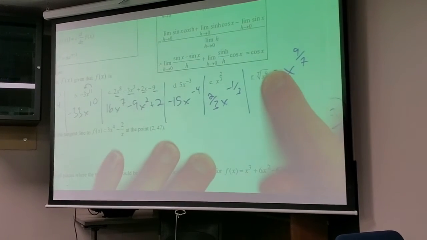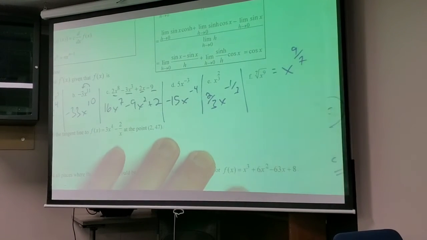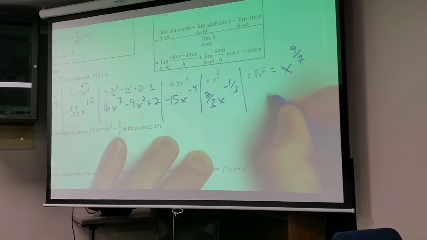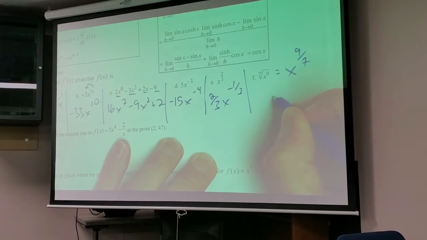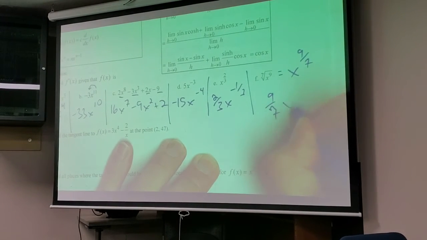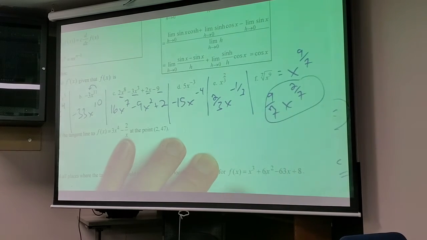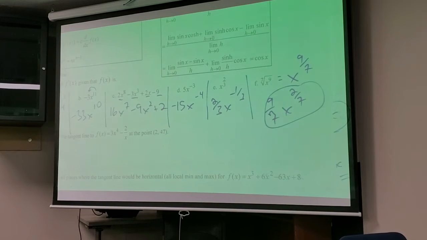So roots on the bottom. Powers on the top. Easy. And now I can do the derivative very simply. Nine, seven. Sorry. That's okay. 2 sevens. Okay. I like it. I'm a math teacher. I am well aware that I'm boring.